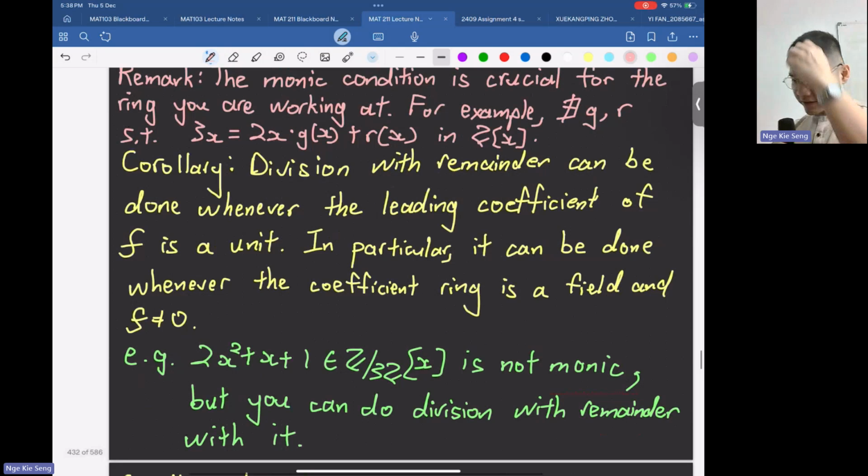So what's the corollary here? Division with remainder can be done whenever the leading coefficient of F is a unit. As long as the leading coefficient of F is a unit, you can do division with remainder. Or if your coefficient ring is a field and F is not 0, you can also do it. So this is what Lydia asked. In particular, F cannot be 0.